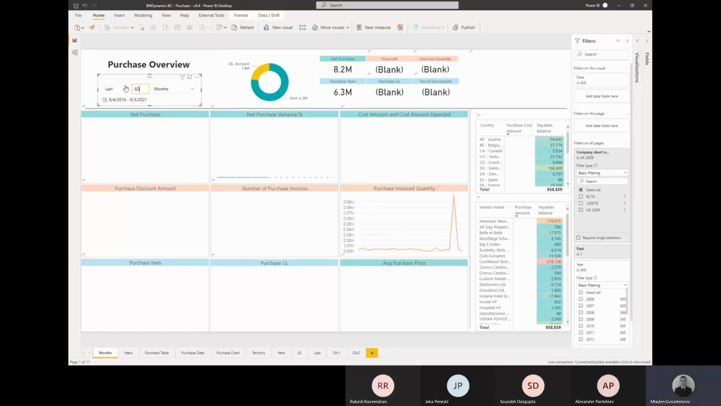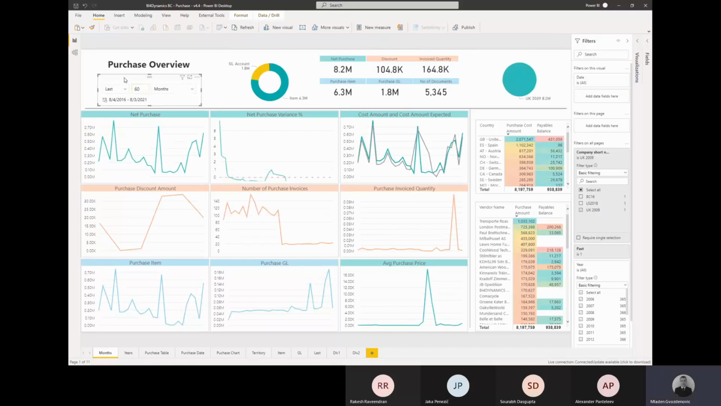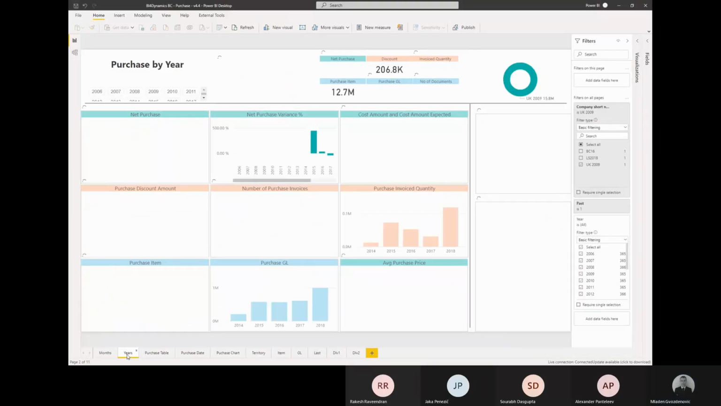Okay, now it's pointing out here. And we see net purchase variance. You see here it's going down. Cost amount expected, discounts, not much discount, number of documents. Okay, you can see here some of the databases have a lot of transactions, some of them are not. We have country, we have vendors here, purchase by years.